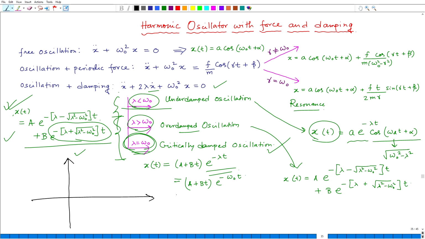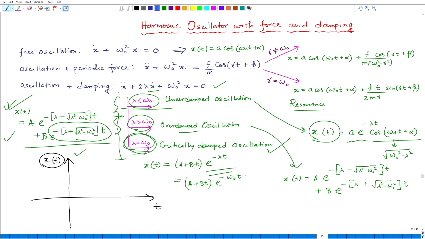Here I am plotting t and here I am plotting x as a function of t. In order to compare, I am adjusting the initial conditions so that at t equal to 0, everyone has the same displacement. Then for the underdamped case, I will use 3 colors. For the underdamped case, I take the light blue color.